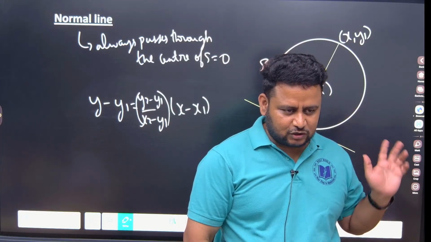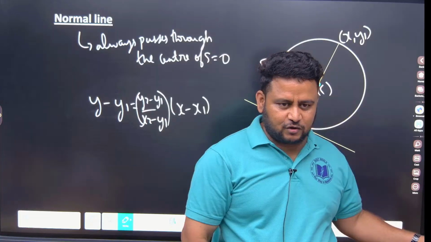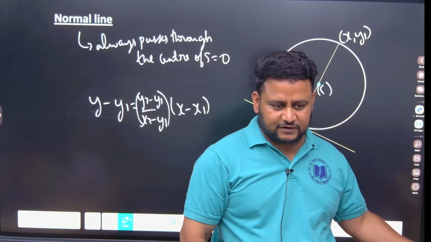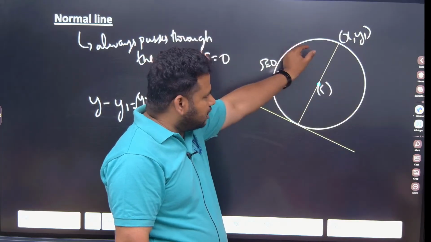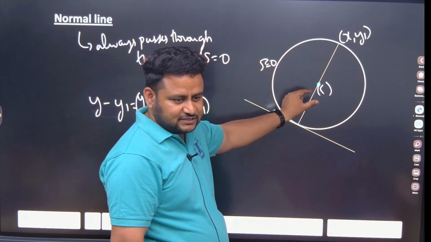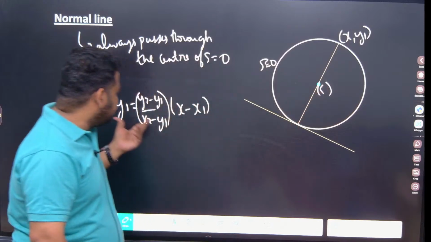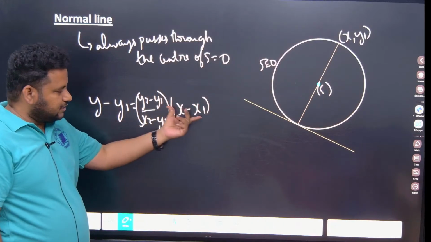In straight lines I will be talking about slope-point form, intercept form, all these things, don't worry. So the normal always passes through the center of the circle. One point on the normal will be given, and another point will be the center of the circle. How to find the equation? This is what you will use: y minus y1 equals slope into x minus x1, where the slope is y2 minus y1 by x2 minus x1. That's all. Clear?